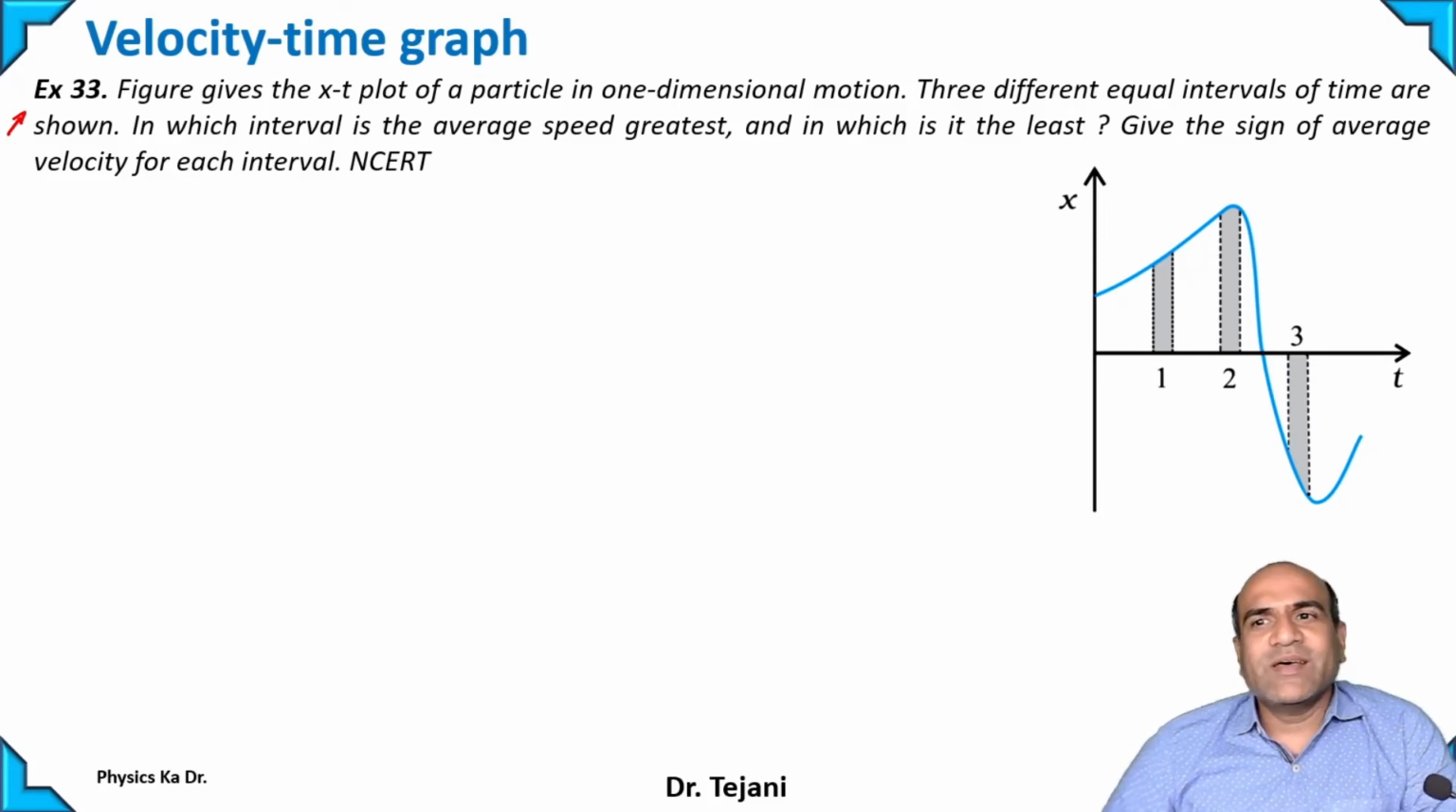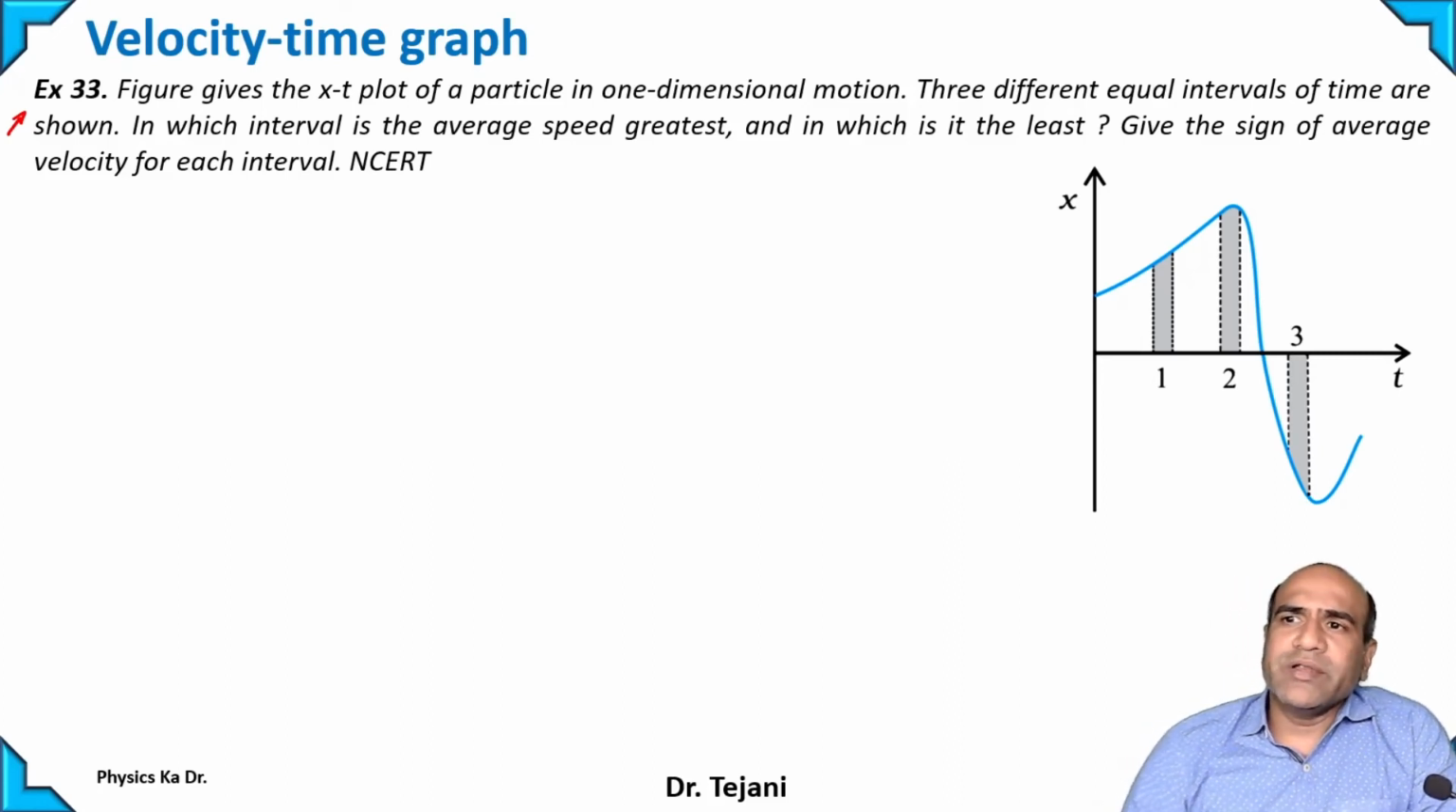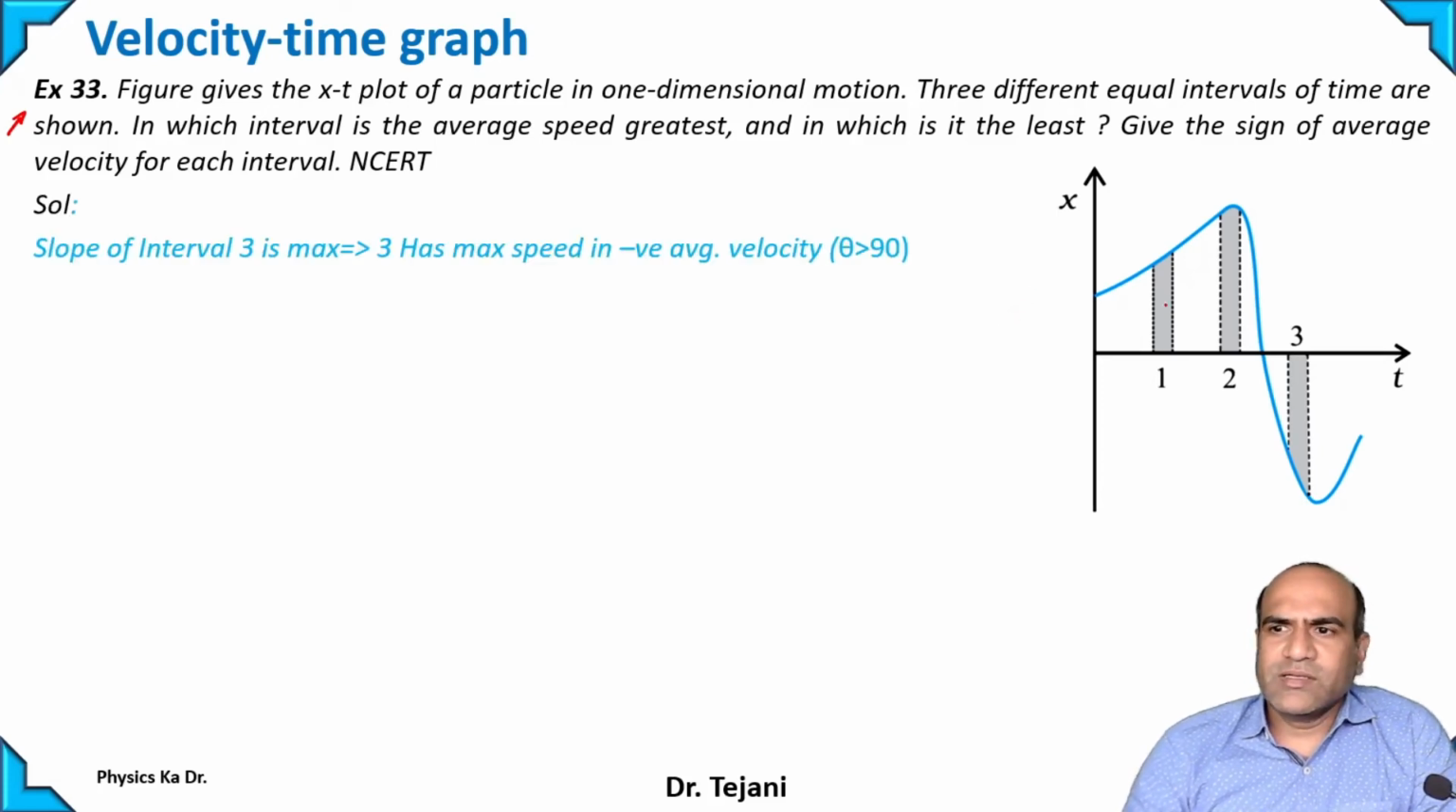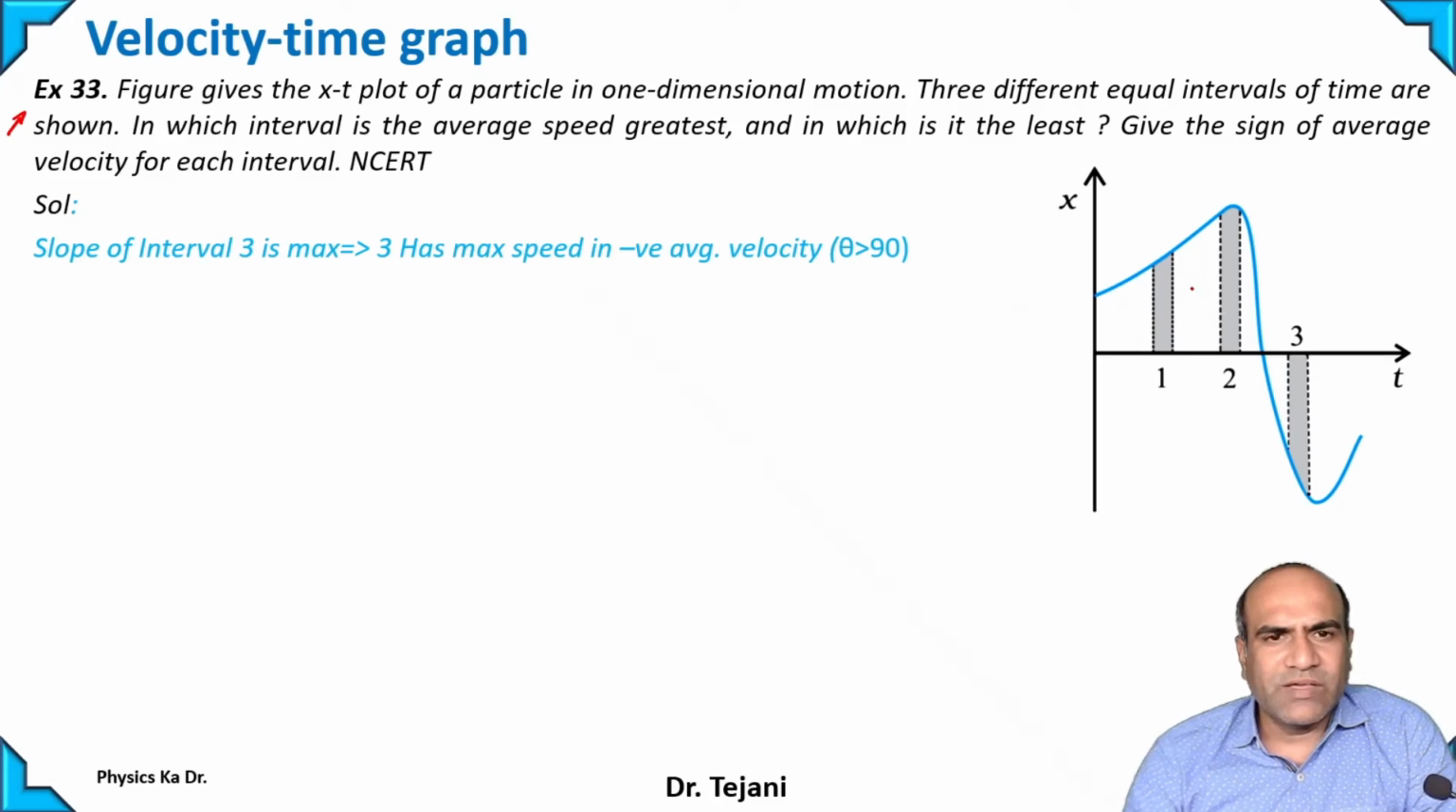The figure gives the x-t plot of a particle in one-dimensional motion. Three different equal intervals of time are given. In which interval is the average speed greatest, and in which is it least? So we need to find the maximum and minimum. That's the solution: we need to just find the slope.